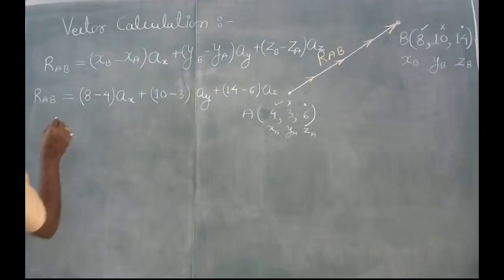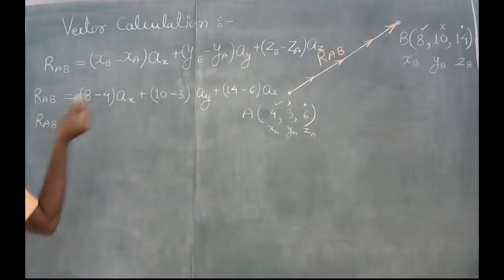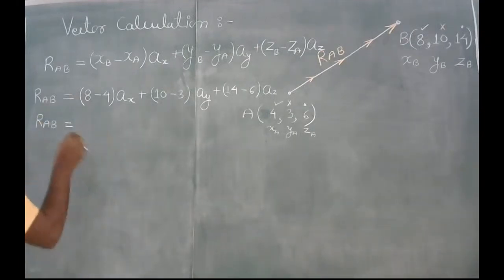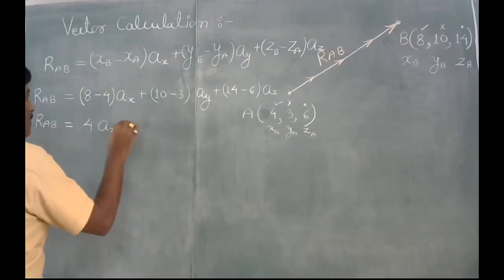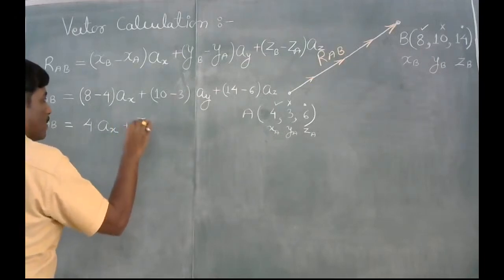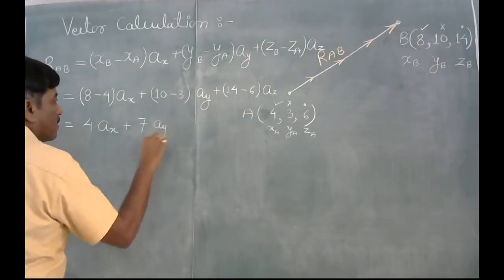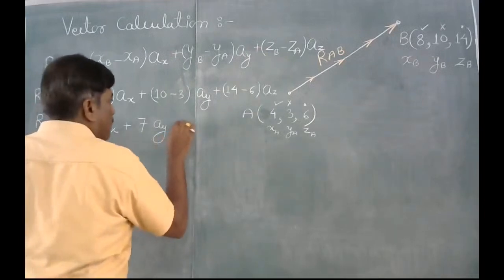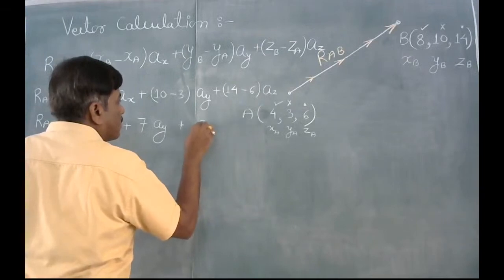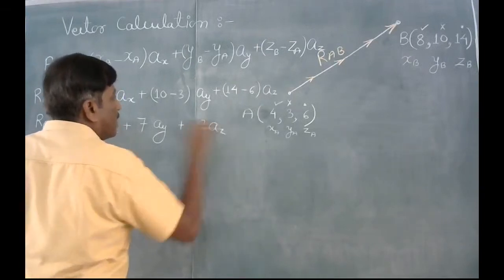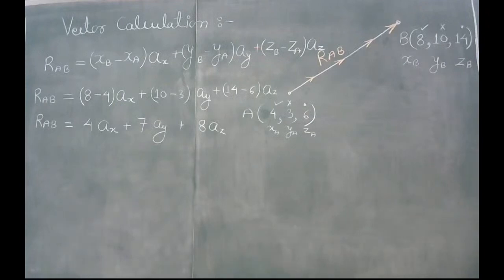So as Anurag told us, the calculation is done. RAB will be 4 ax plus 7 ay, and plus 14 minus 6, which is 8 az. So this is the vector from A to B.